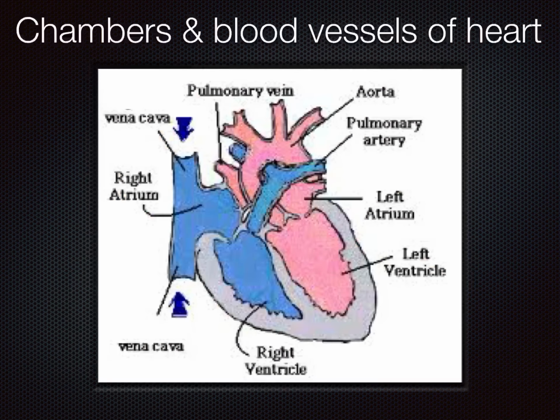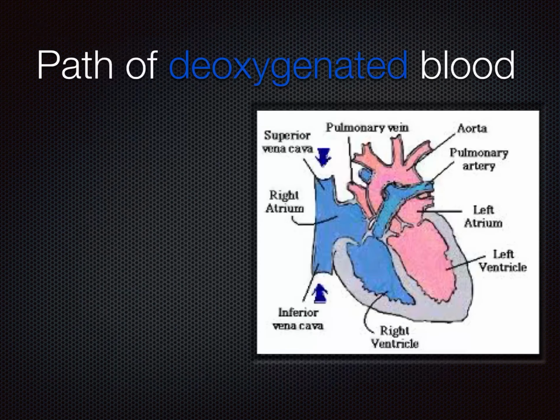Okay, so this diagram's got both the chambers and the names of the vessels on it. Okay, so because it's quite a lot, let's start with just the deoxygenated blood. So we're looking at the blue blood on the right side of the heart. So, blood vessel 1, it's arriving to the heart. So that means it's not an artery, it's arriving to the heart. So it's a vein.